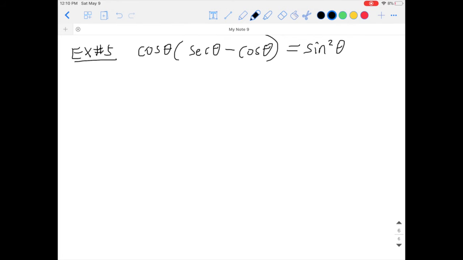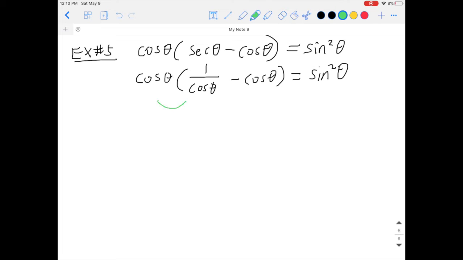Right now, example number 5, we have cosine theta multiplied by secant theta minus cosine theta equal to sine squared theta. First of all, we know that we have to distribute it. Before we distribute it, convert everything in terms of cosine and sine. Secant theta is equal to 1 over cosine. And cosine, this is good. We leave it. Next you have to multiply.